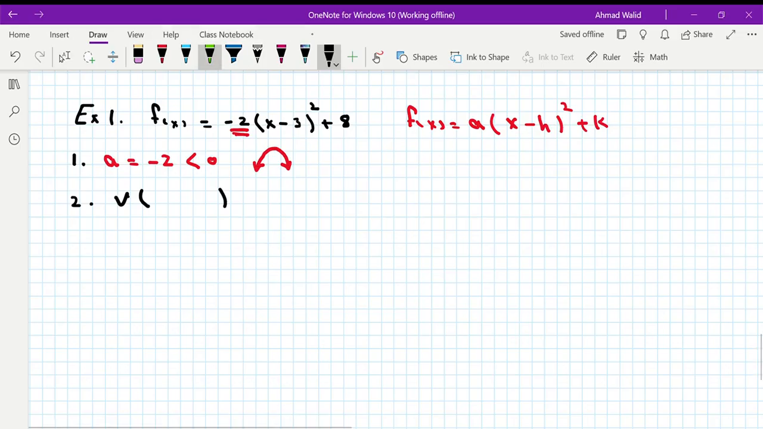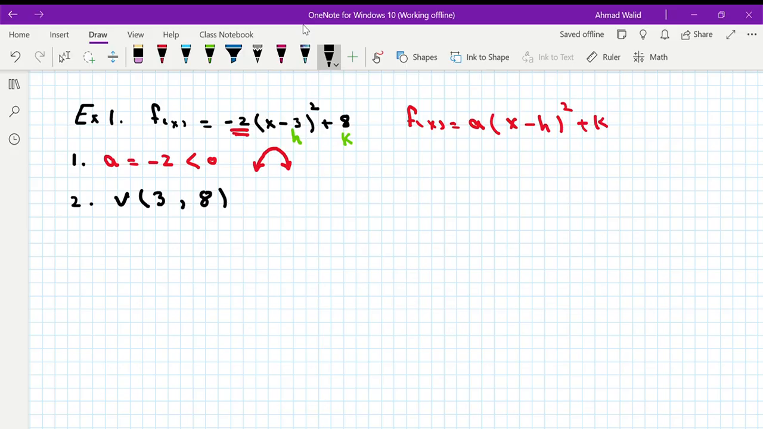What is my vertex in this function? Opposite h. Again, look, this is your h and this is your k, the green letters that I put there. Opposite h, it means 3. Opposite of negative 3 is 3. And same k, it means positive 8. That's your vertex, 3 and 8.